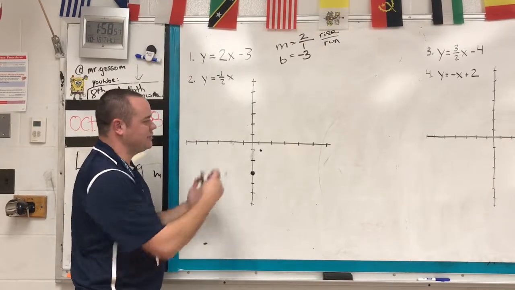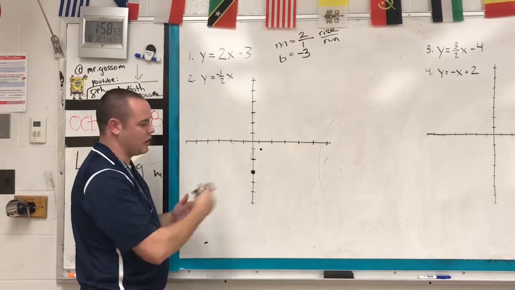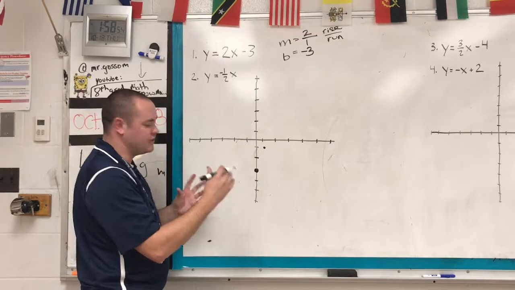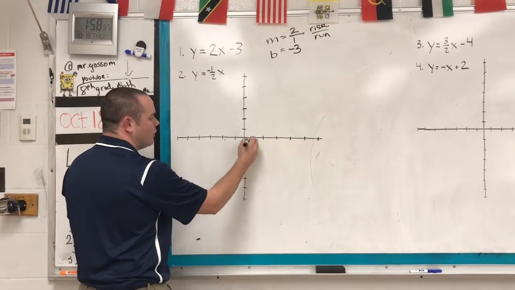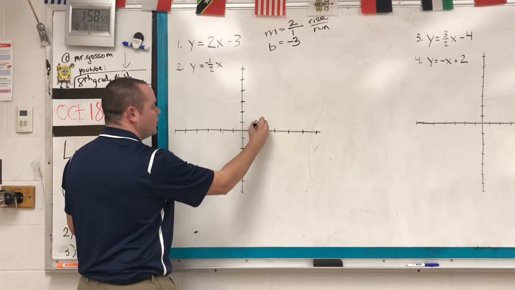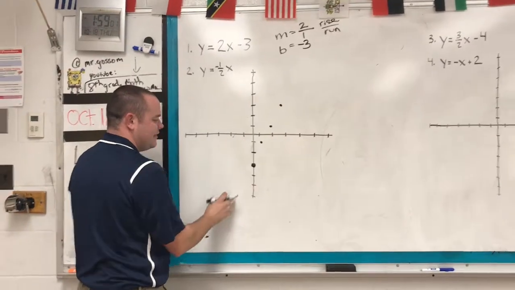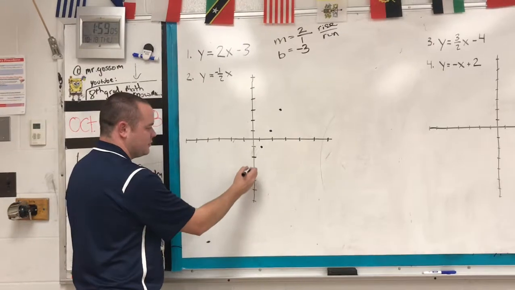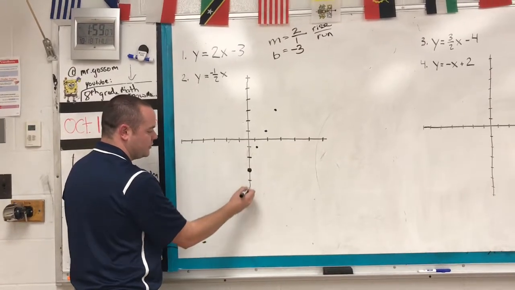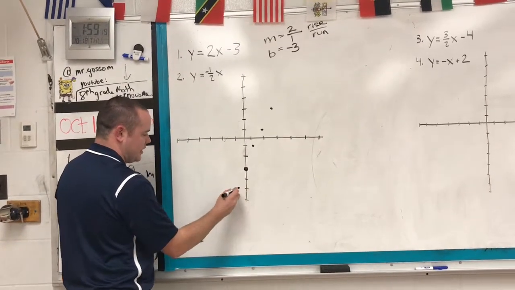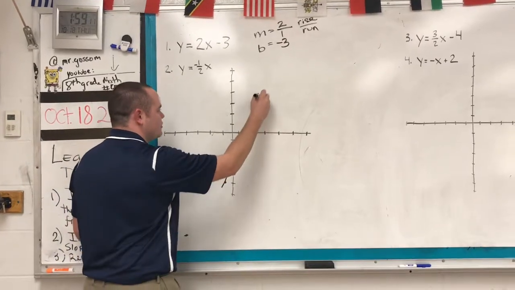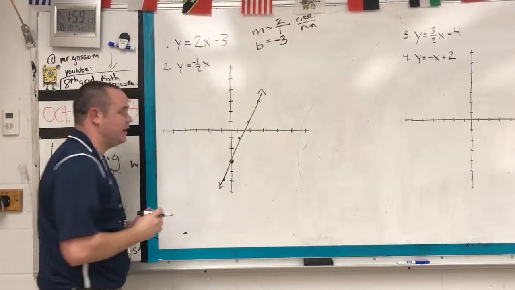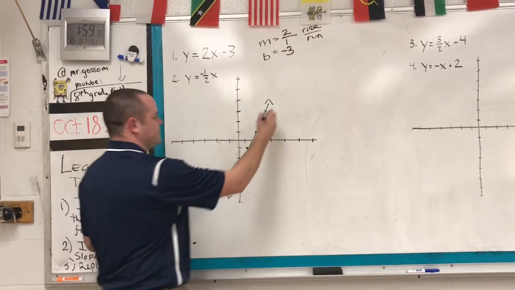Now what I like to do is I like to take up the majority of the graph just so we can really see what that line looks like. So I'll go up 2 again, over 1, up 2 again, over 1. Then if I want to put some over here on the left-hand side, we just do the opposite. So instead of up 2, right 1, we're going to go down 2, left 1. I draw my line. Should be a straight line. And that is y equals 2x minus 3.